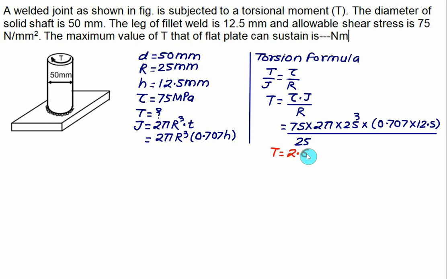2.603 into 10 to the power 6 Newton mm, that is close to 2603 Newton meter. So the answer is 2603 Newton meter.